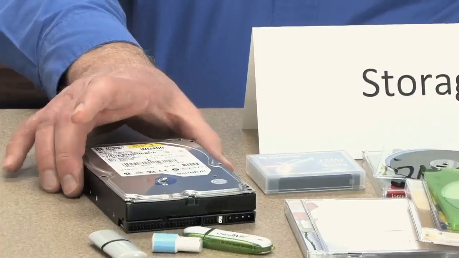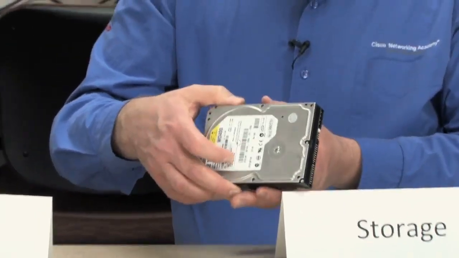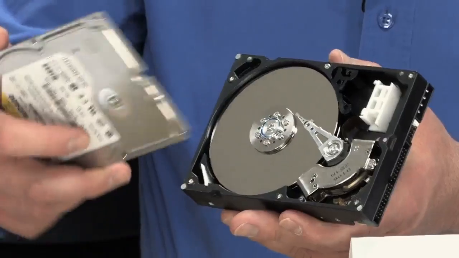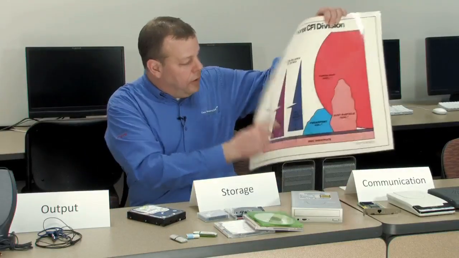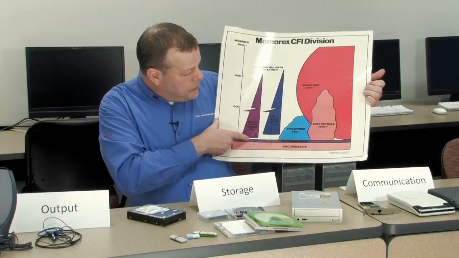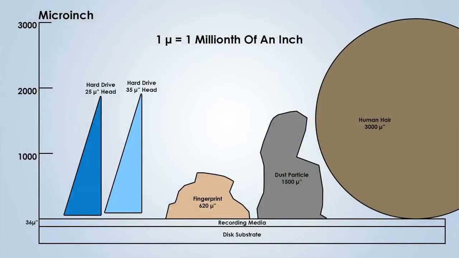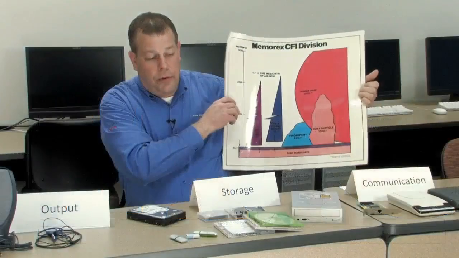And one of the parts I like to really emphasize with the storage is the hard drive, and I have one that I've taken apart so that students can see the inside and get an idea of what we're talking about with a hard drive. I also refer to a poster that shows the closeness of the read-write head to the actual disk platter and how that relates to the thickness of a human hair, the thickness of a dust particle, and the thickness of a fingerprint. Many students haven't ever been able to grasp the concept of how close the read-write head is to the hard drive. So that's another example that I like to use whenever I teach about computer hardware.